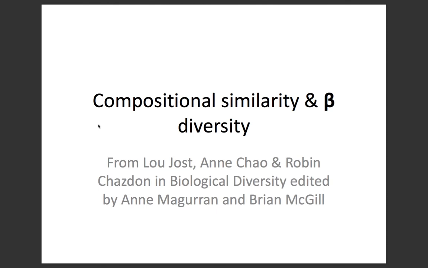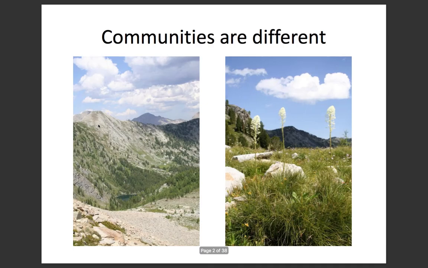So we've talked about alpha diversity and the difference, and we've talked about gamma diversity, overall diversity. And we know that communities differ. And this difference in community composition is termed beta diversity.